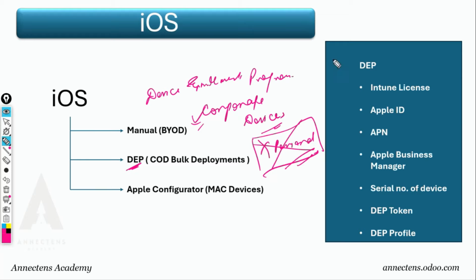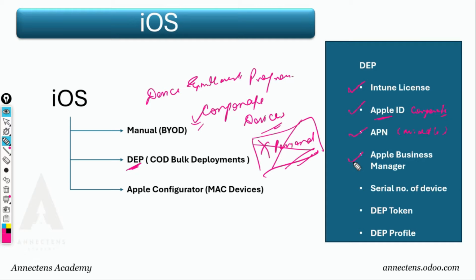So let's understand what things we require when we are setting up DEP. First of all, we require an Intune license. An appropriate Intune license is required for setting up this DEP profile. Then we require an Apple ID, and this Apple ID should not be personal, it should be corporate, or something that your client is providing. And then we require APNS, the Apple Push Notification service, a middleman that will be setting up all sorts of things. So we are going to configure that.